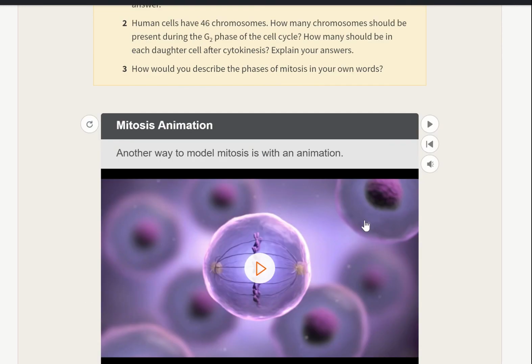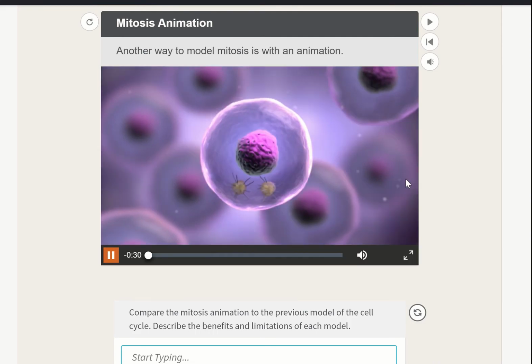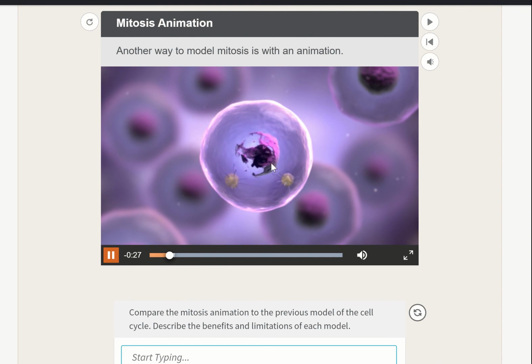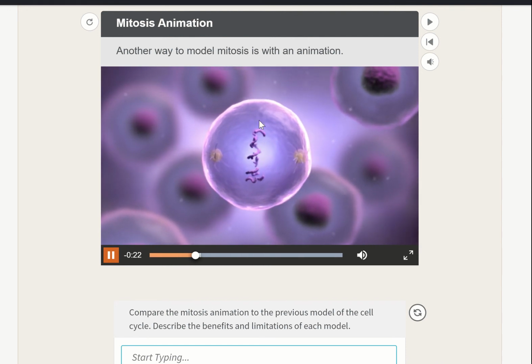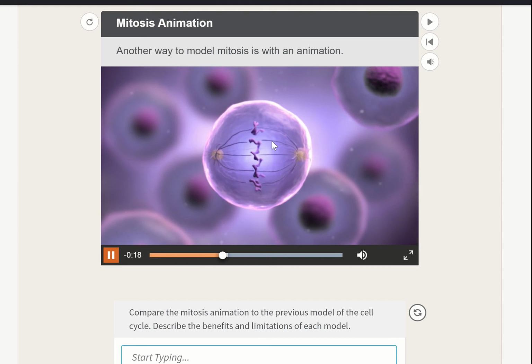As we scroll down, here's a video that's going to walk you through the process. So here we're in prophase. The nuclear envelope disappears. You can see that our centrioles are moving to the poles. Now we go to metaphase because the chromosomes are going to line up in the middle and the spindle fibers attach. Then we're going to go to anaphase.